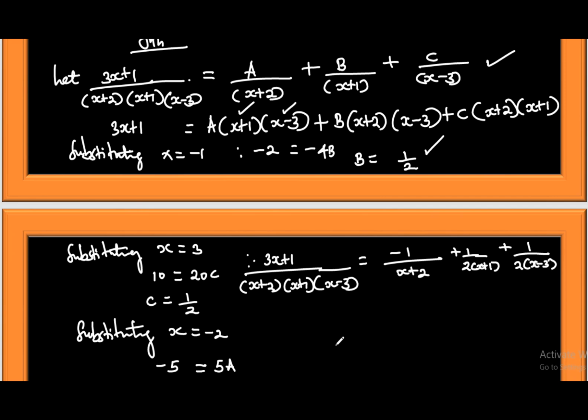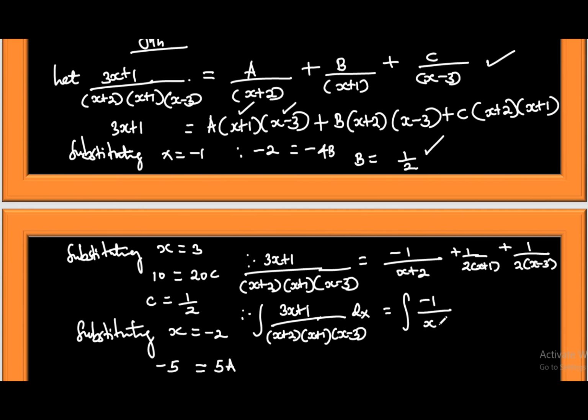So that is it. We have expressed this fraction into partial fractions. When it comes to integrating it, it is still very easy. You can now say the integral of 3x plus 1 divided by x plus 2 into brackets x plus 1 into brackets x minus 3, with respect to x, will be just as good as integrating each of these simple fractions.